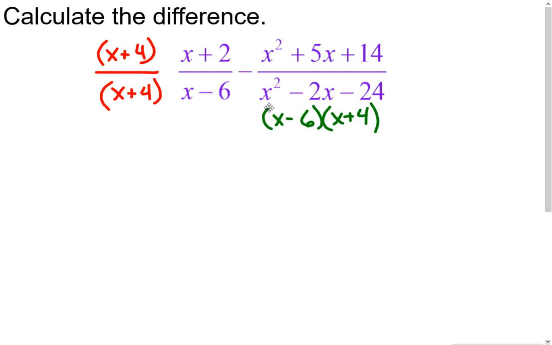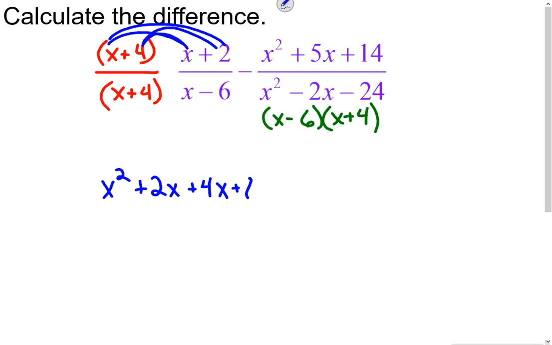I'm going to take the x plus 4 and multiply it by x plus 2, which is going to be a FOIL problem. So I'm going to take the x times x. I end up with x squared. The x times 2, I get 2x. And I'll take the 4 times the x, and we'll get 4x. And last but not least, the 4 times 2, which puts us at 8.